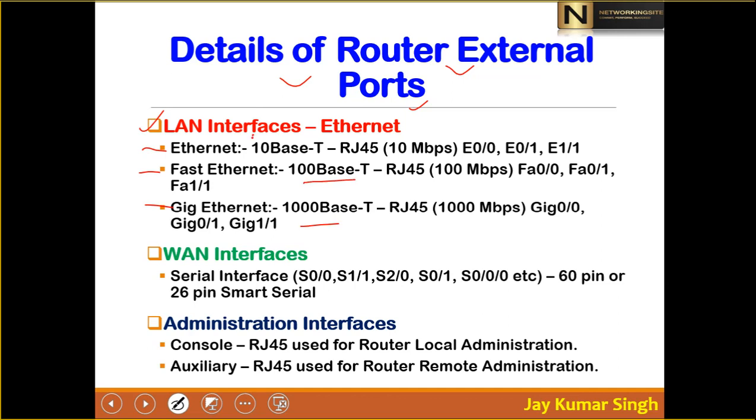Sometimes you will see it written like this: 10 Base-T, 100 Base-T, 1000 Base-T. What is the meaning of this? 10 means 10 Mbps, Base stands for baseband, T means twisted pair cable. 100 Mbps baseband twisted pair cable, 1000 Mbps baseband twisted pair cable, RJ45 ports.